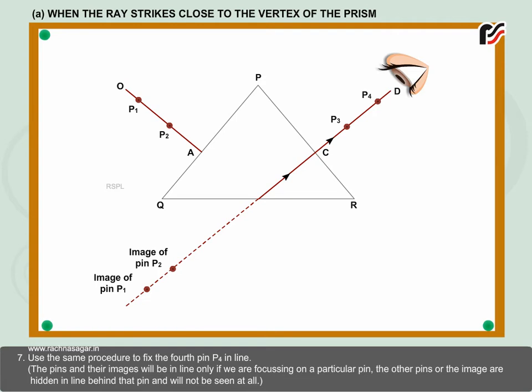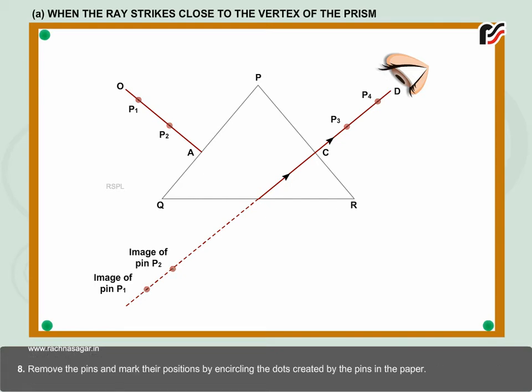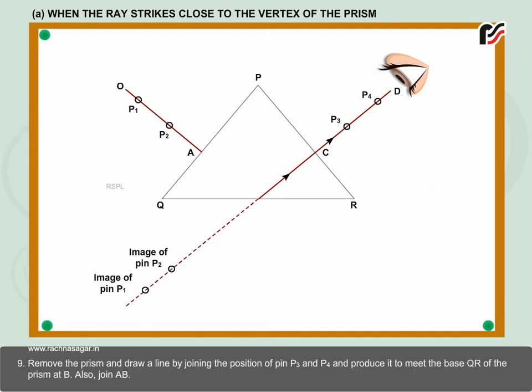The pins and their images will be in line only if we are focusing on a particular pin. The other pins or the image are hidden in line behind that pin and will not be seen at all. Remove the pins and mark the positions by encircling the dots created by the pins in the paper.